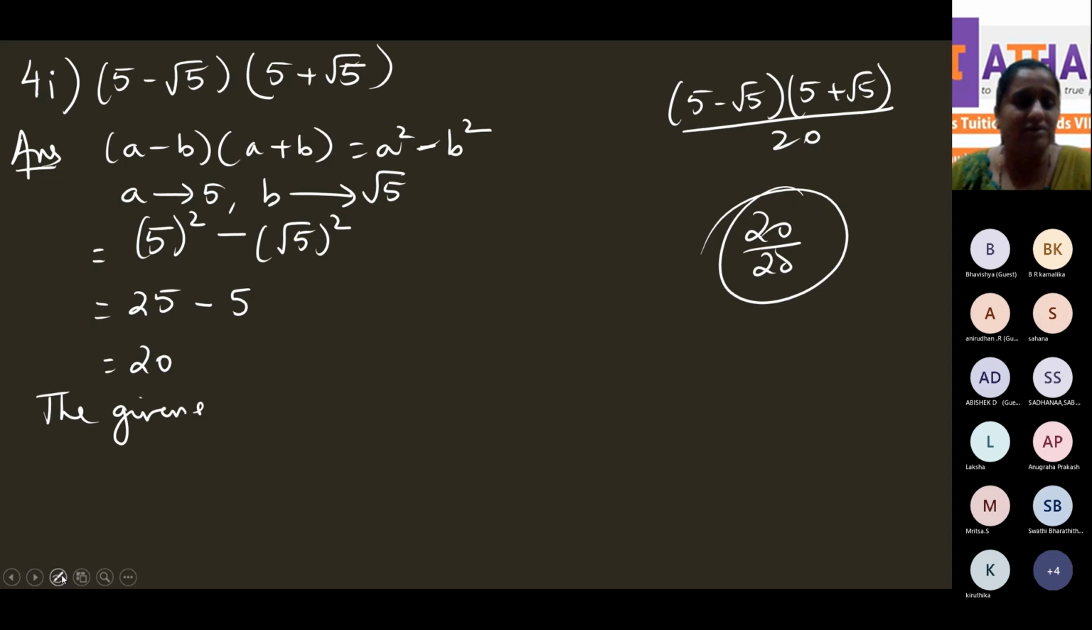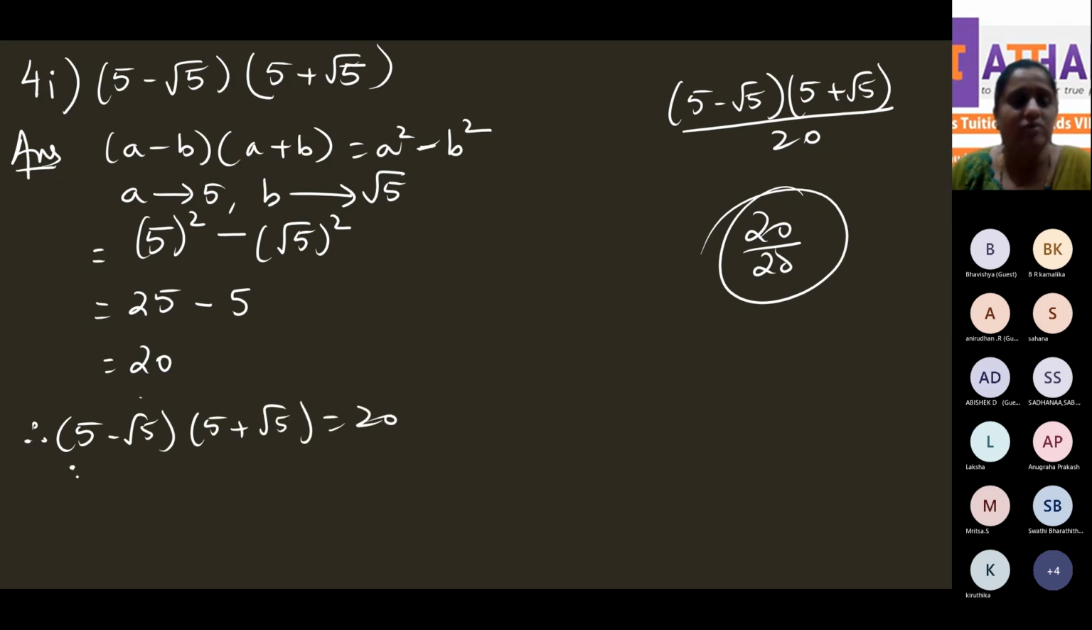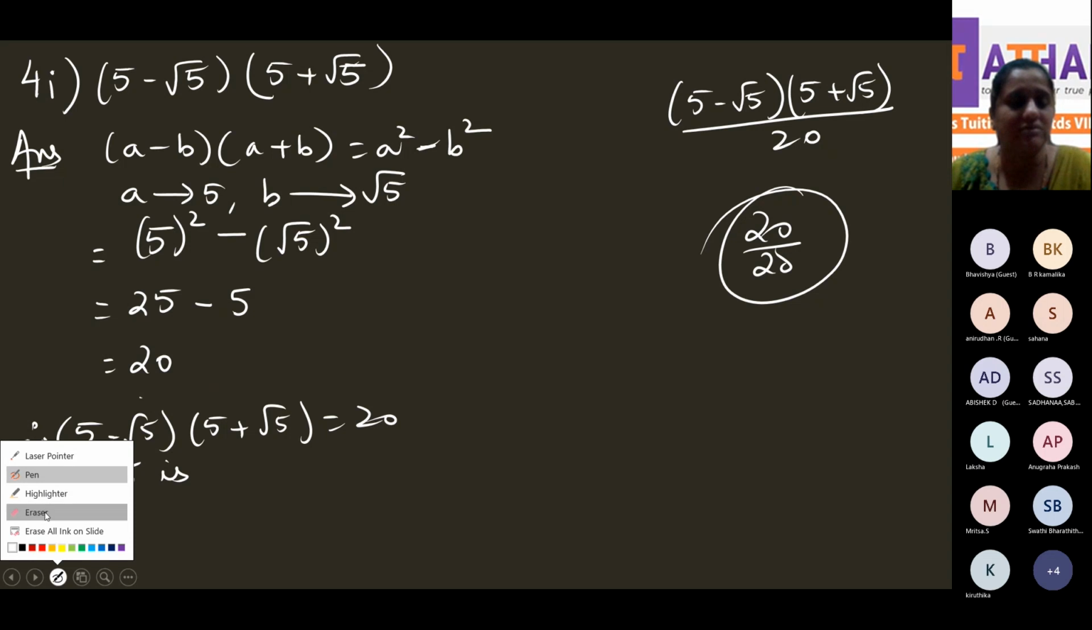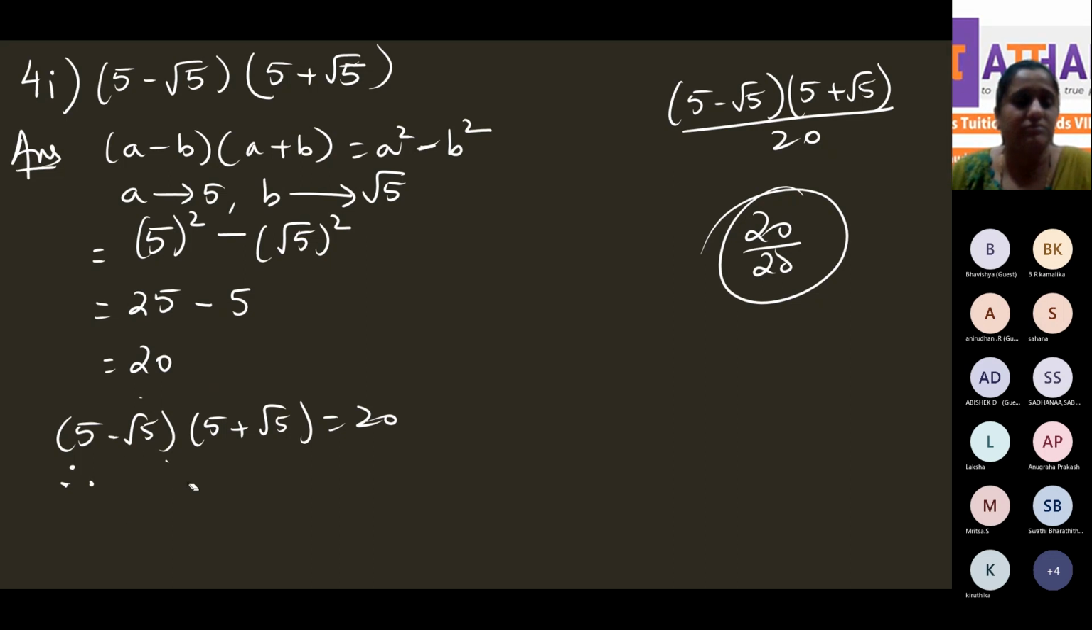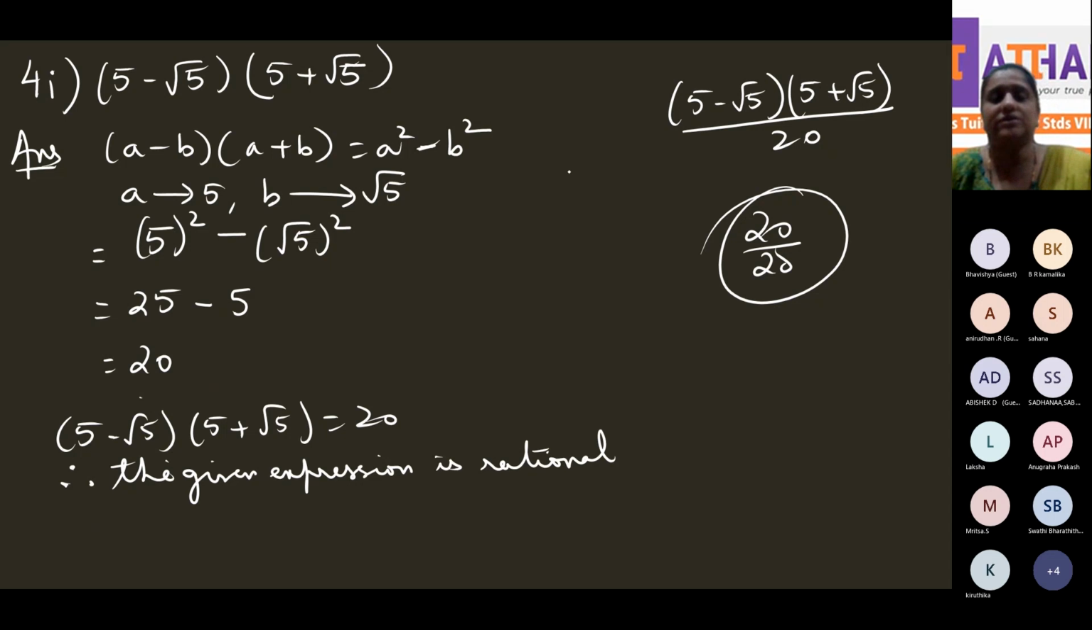You can write it like this. Therefore, 5 minus root 5 into 5 plus root 5 is equal to 20. Therefore, it is rational, or therefore the given expression is rational. Take down, children.